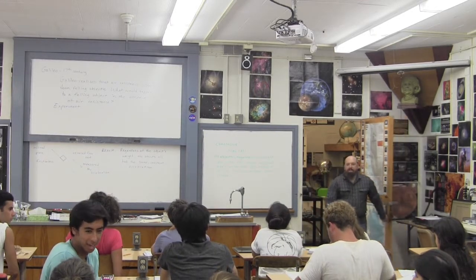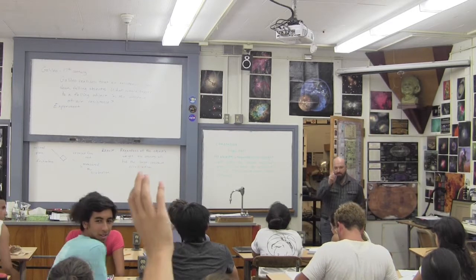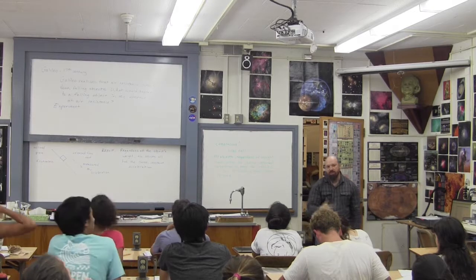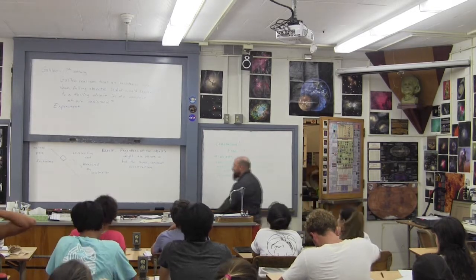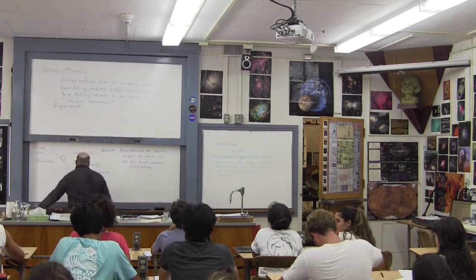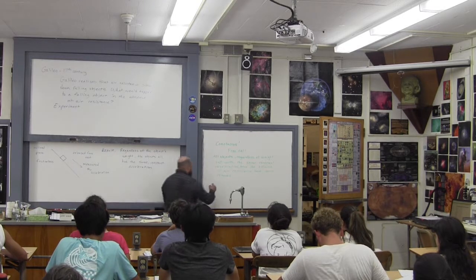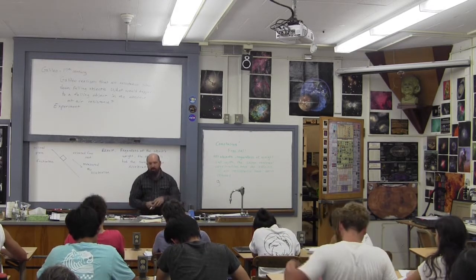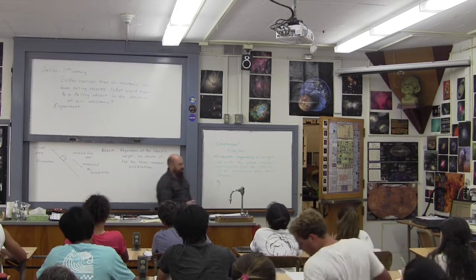Because this acceleration is so important in describing motion near the Earth's surface, it's given its own symbol. This acceleration is referred to as small g. Small g is not gravity. It is acceleration due to gravity.